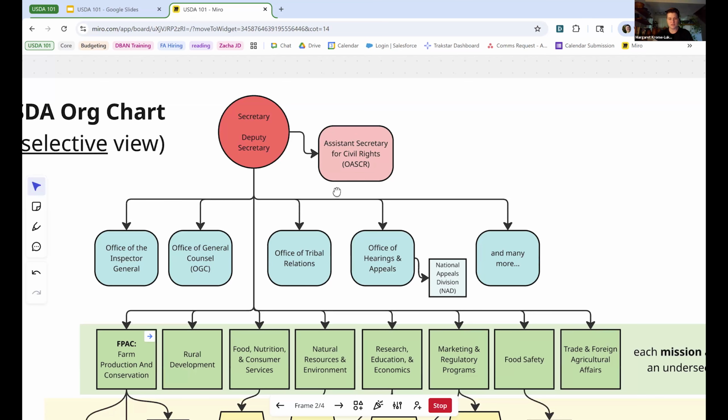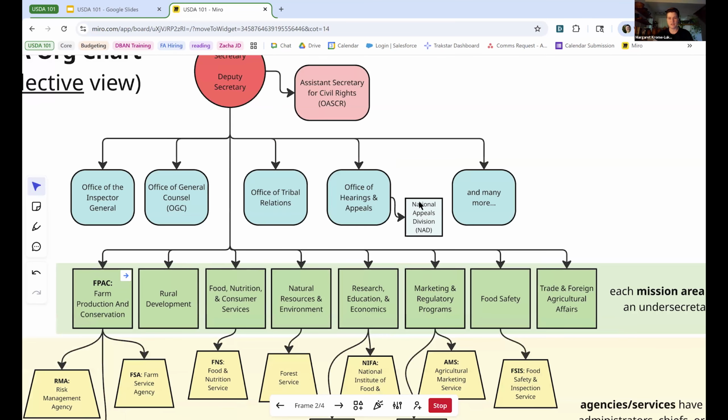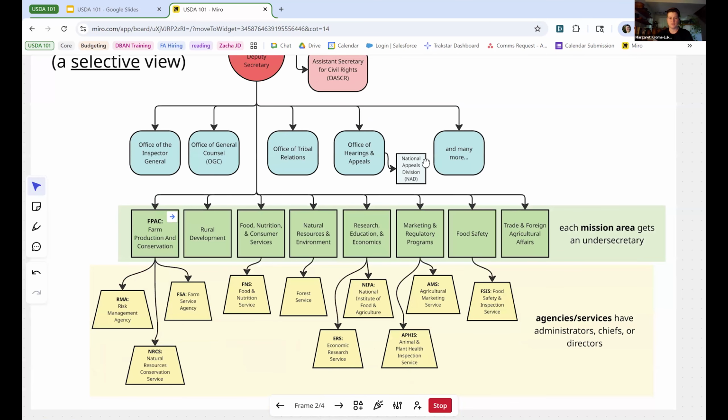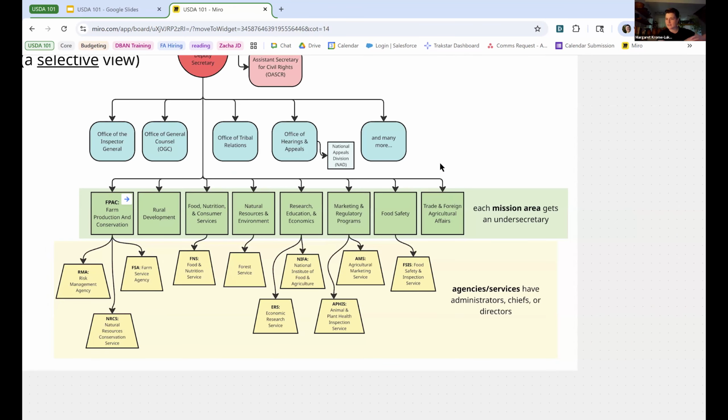Moving down to the boxes in green here, these are called mission areas. Mission areas of USDA are sort of like topic areas under which agencies fall, and every mission area has an undersecretary that oversees that group of agencies, or sometimes it's just the one agency. There are agencies that fall under these mission area umbrellas that are not here, but this is to give you an idea of the breadth that we mentioned. We'll be focusing today on the farm production and conservation mission area.